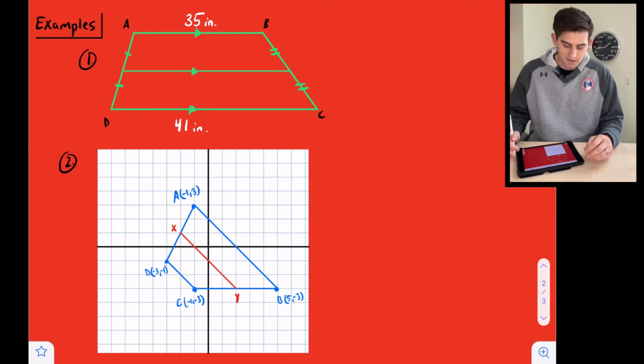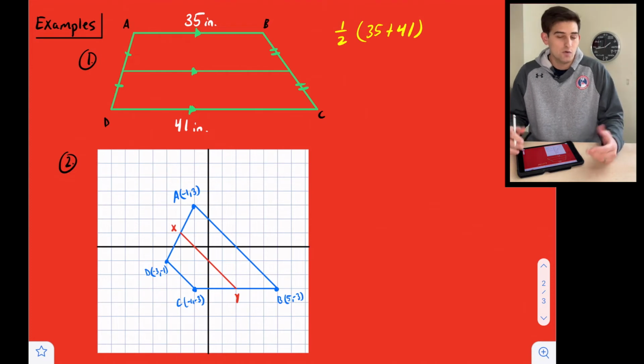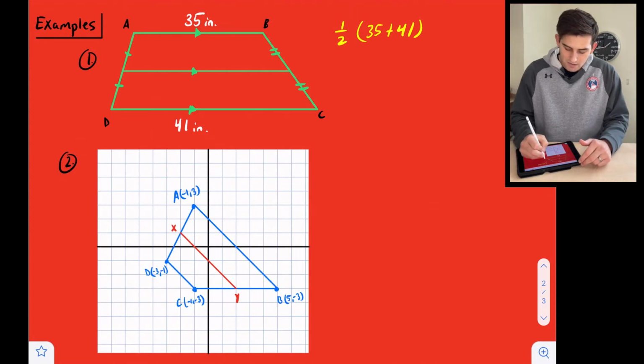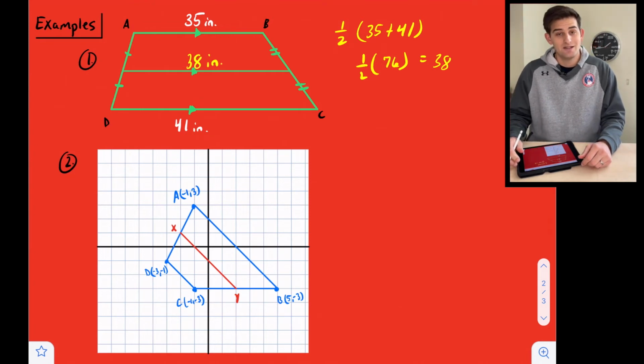So number one, we see that the base on the top is 35 inches, so we're gonna take 35, add that to the base on the bottom, and then we're just going to divide that by 2 or multiply by 1/2, okay? So we get 1/2 times 35 plus 41 would be 76, and that gives us a length of 38. So we could say our midsegment is 38 inches, okay?